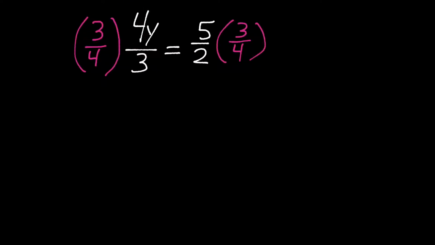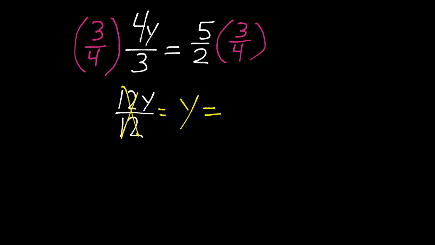Look what happens here. If I multiply the 3 times 4, I get 12. So I'll have 12y on the top. If I multiply the denominators, I have 4 times 3, which is also 12. Now this should look kind of similar to what we just saw in the previous examples. I'm multiplying by 12 and I'm dividing by 12, which means those two are canceling each other out. And we just have y left.